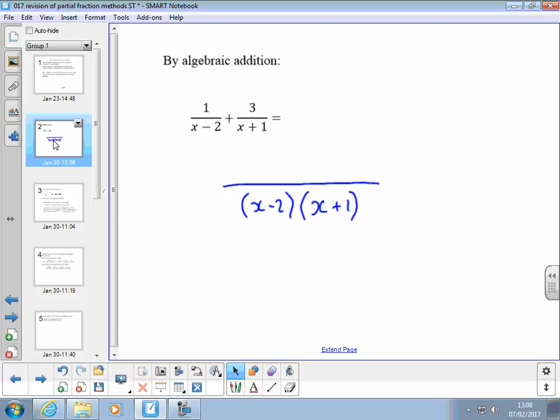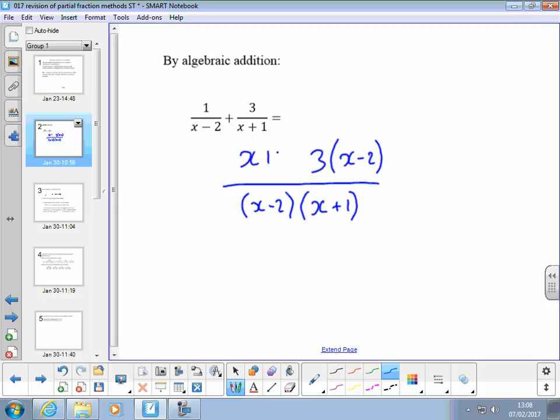Exactly, you've got to multiply the 3 by x minus 2. We've multiplied it by what we multiplied the denominator by to get that. Yeah, and this will be this side x plus 1, and in the middle there a plus. Yeah.